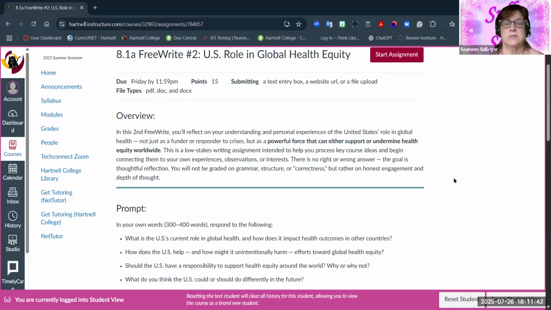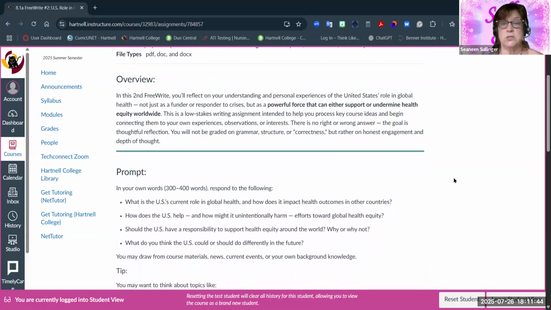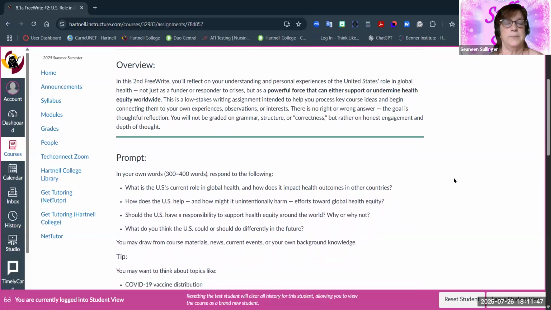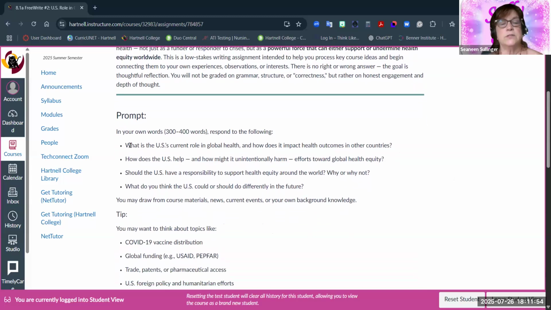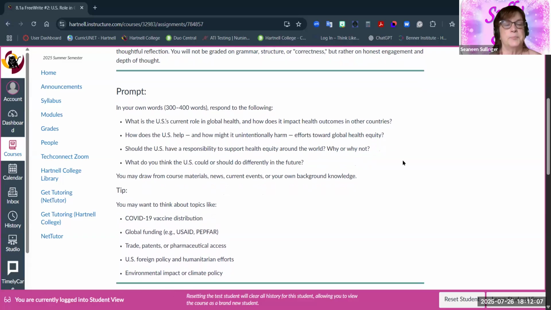There's not really a wrong answer, right or wrong answers. Make sure that you respond with an appropriate amount of words, at least 300 words, answering these questions. What's the U.S.'s current role in global health? Now, you may find these answers in your readings. You may have to do some of your own research, looking at credible sources. That's all good. But here are also some things to think about, a lot of which are in the actual lesson.